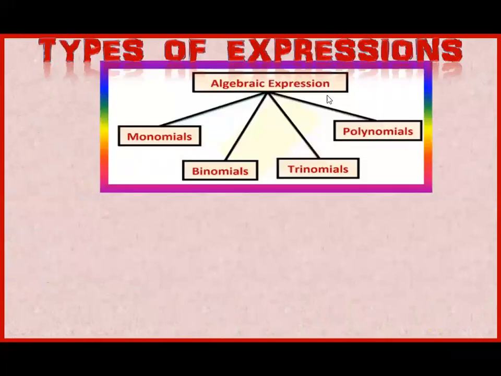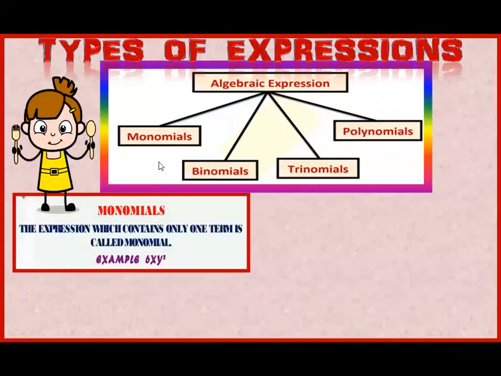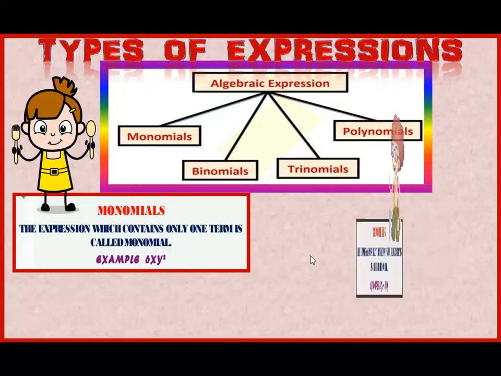Types of expression. Algebraic expressions can be divided into 4 types based on their number of terms. If there is only one term, then the expression is called a monomial. For example, 6xy squared. Though 6, x, y are a coefficient and variables, they are all multiplied together. That is the reason they become one term. Terms can be separated using addition and subtraction signs.